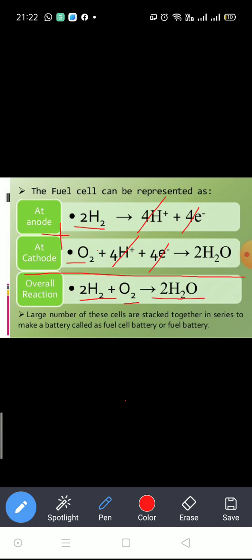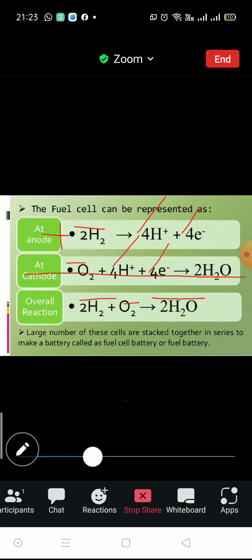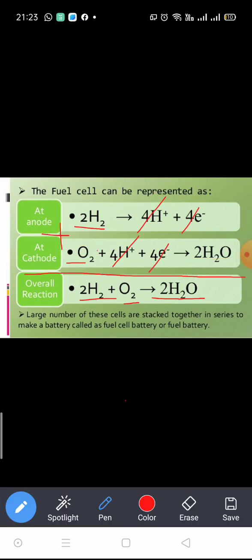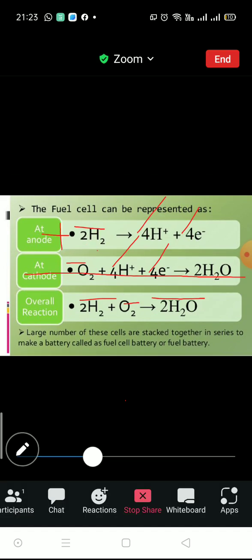A large number of these cells are stacked together in series to make a battery called a fuel cell battery. What is a battery? A battery is a combination of two or more cells. When a number of cells are combined together, it makes a battery.